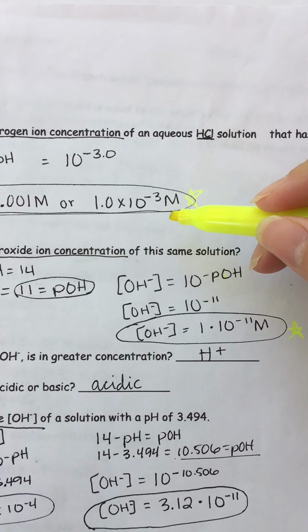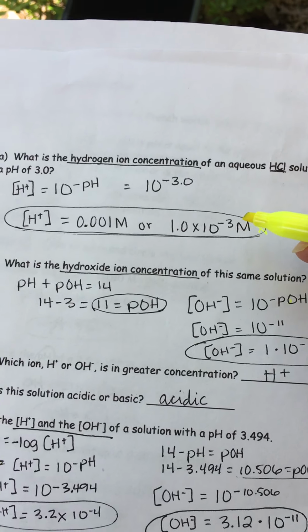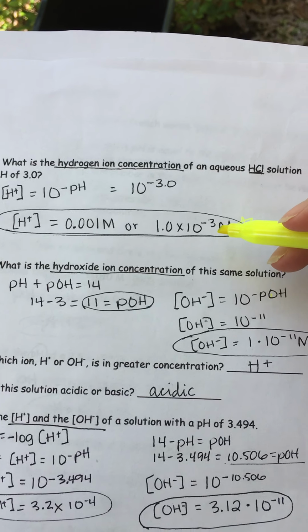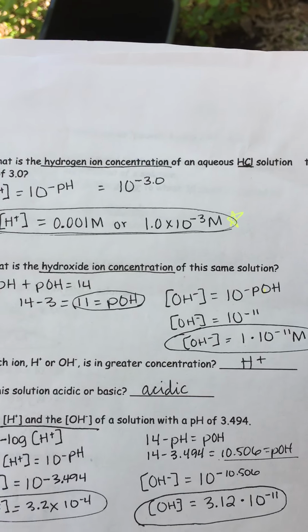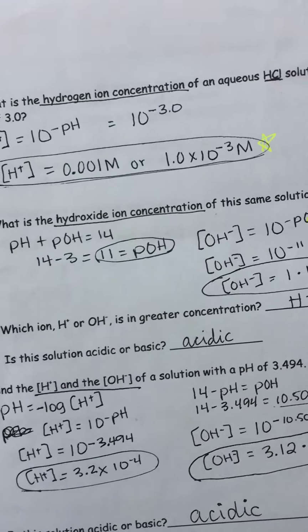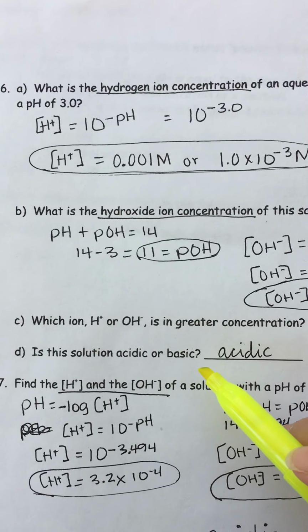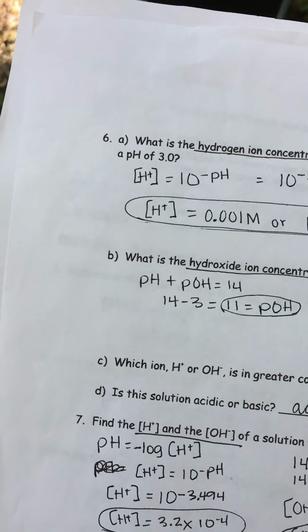1 times 10 to the negative 3 is a much bigger number than 1 times 10 to the negative 11. So the H plus is a much bigger number. There are a lot fewer decimal places here than in this one. I think you just looked at that exponent and went from there. So be careful with that, because those are negative exponents. We have to be careful. So is this solution acidic or basic? You did great on that. It is an acid because it has a pH of 3.